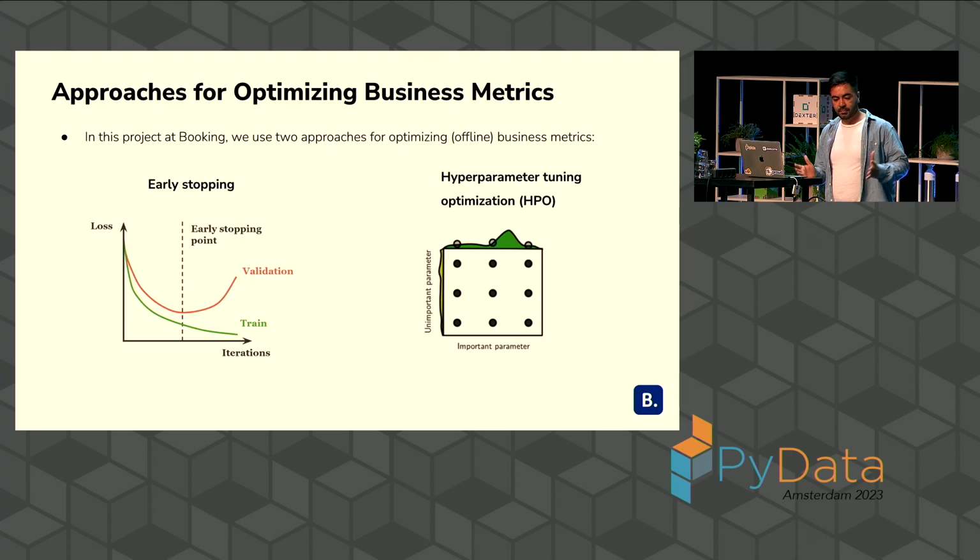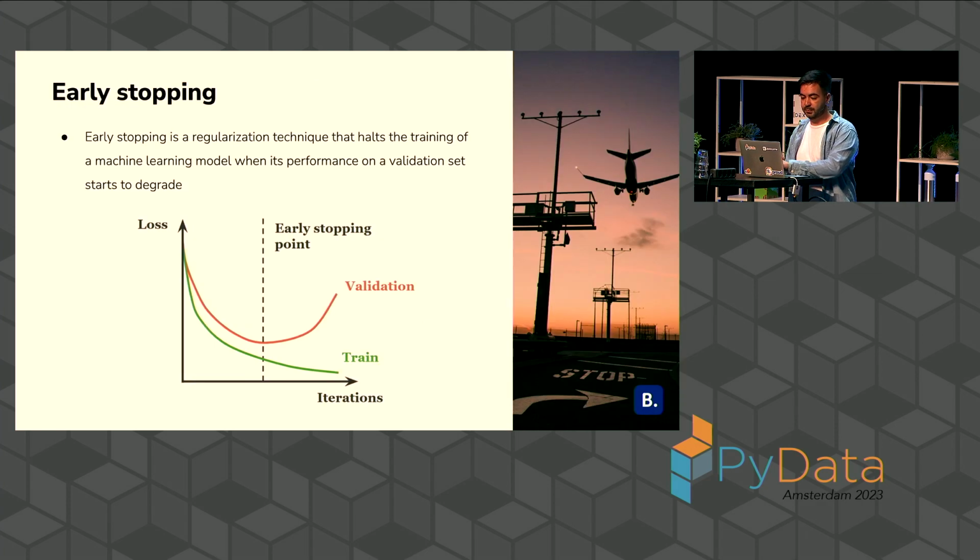And now I want to go over how we can use this offline evaluation setup to optimize for our business metrics. Two simple techniques that I have been using in this project are early stopping and hyperparameter tuning optimization. Most of the time, we only look at these two techniques through the eyes of ML metrics, right? I want to give you a point of view on how you can do these techniques using business metrics as well.